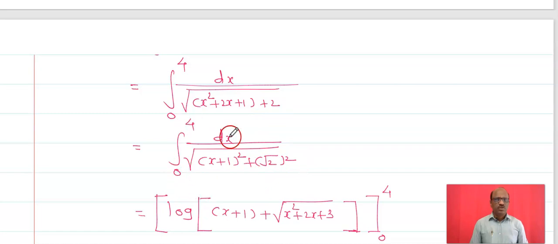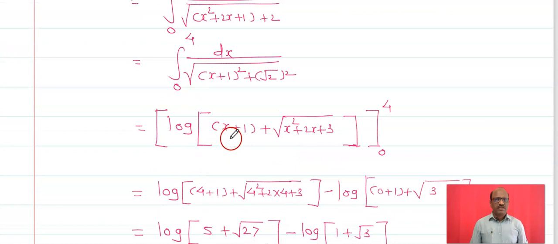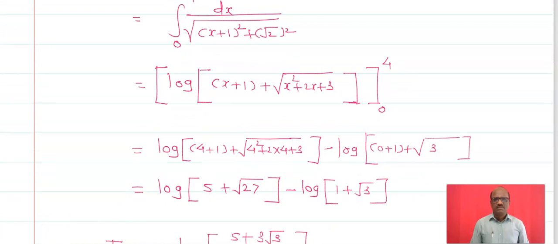Integral from 0 to 4 of dx upon this. Now the integral of this, under root of x plus a square, is log of the bracket x plus 1 plus under root of x square plus 2x plus 3, from 0 to 4. Now substitute, replace x by 4 one time and x by 0 the other time. Therefore I is equal to log of, with x replaced by 4, log of 4 plus 1 plus under root of 4 square plus 2 into 4 plus 3.